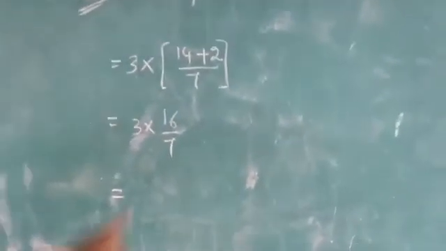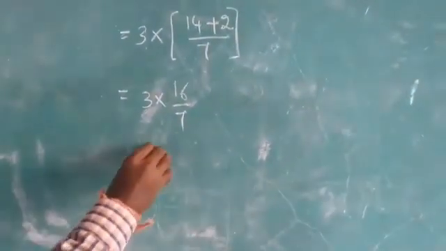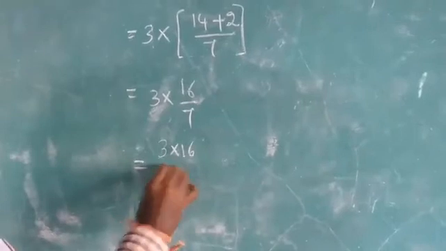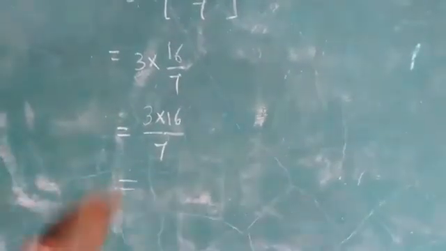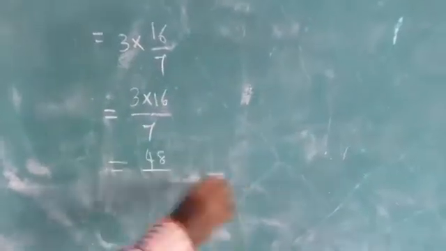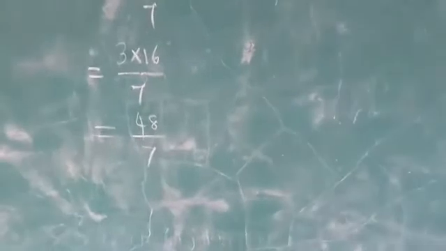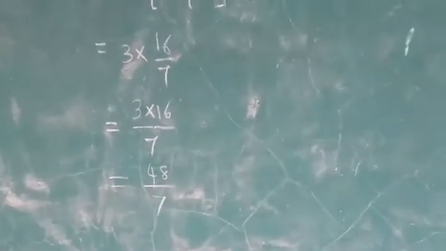Now observe it: whole number and improper fraction. We told you that. How will you do it? 3 into 16 by 7. 3 6s are 18, 1 carry. 3 1s are 3 plus 1, 4, so 48 by 7. Did you understand clearly? I think so.